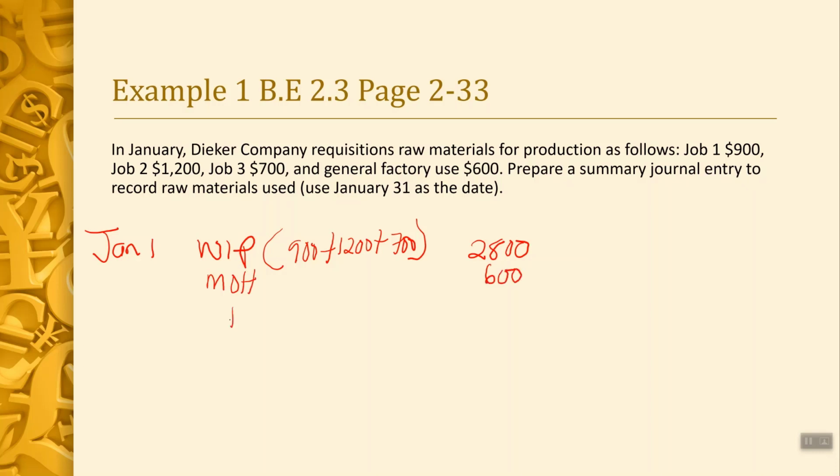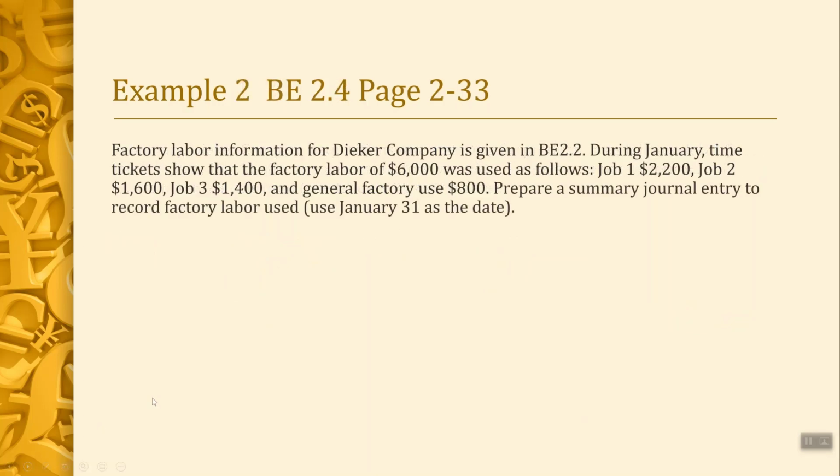And then our raw material assigned, because we're assigning it, is going to be on the credit side. It's a reduction in our assets, in our raw material assets, and that is going to be 3,400. Okay, all right. Any questions, please always let me know. And then we go into the next exercise, the next example.